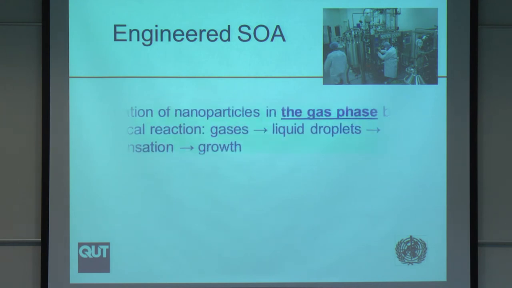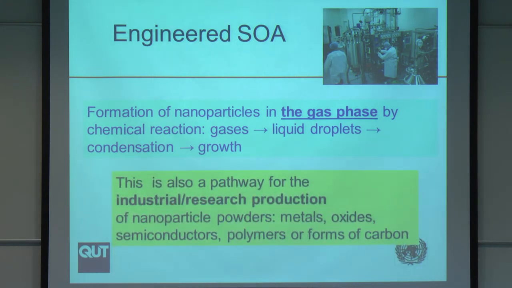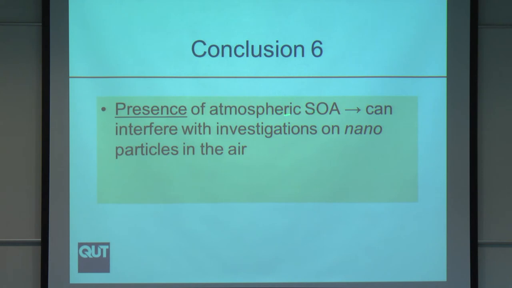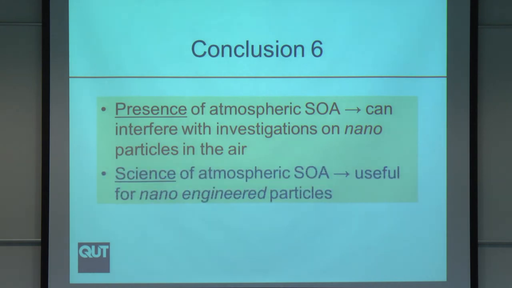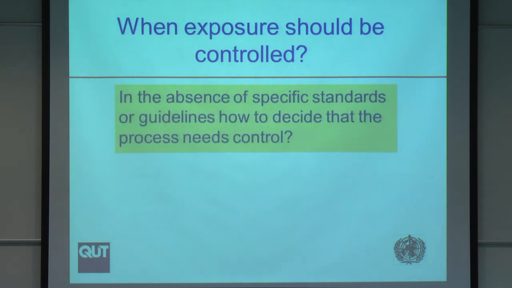When we do a mental shift now to engineered nanoparticles, many of the engineered nanoparticles are also formed as secondary particles, so in the gas phase by chemical reactions, whether gases, liquids, or droplets, condensation and growth. So the process, or the concept of the process, is in a way the same as for the particles generated from printers or from these paints. So it could be industrial or research generation of these nanoparticles. So first, the presence of atmospheric SOA can interfere with investigations of nanoparticles in the air if we are focusing on specific types of sources. But the science of atmospheric SOA is very useful for nano-engineered particles. So that's where these two disciplines overlap.